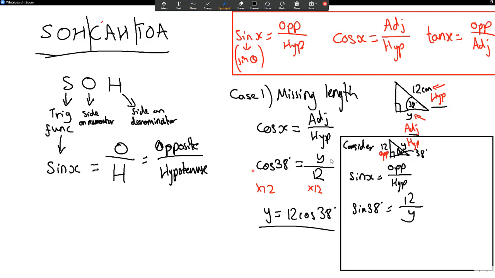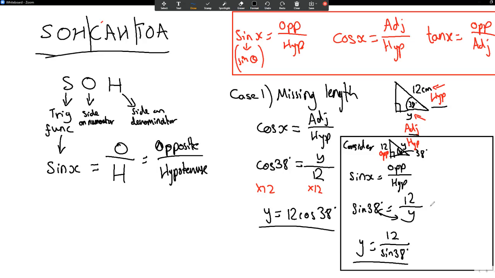It's not as nice as this, because we can't just times through by y. But what we can do is switch the denominator with this value. So we get y equals 12 over sine 38. And again, if you just put sine 38 into your calculator, you can work this out.